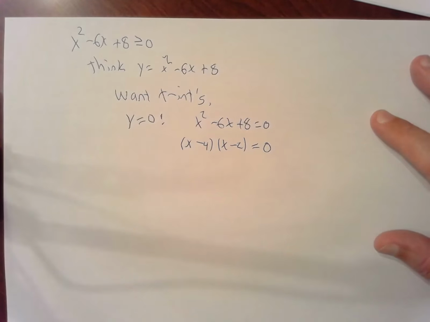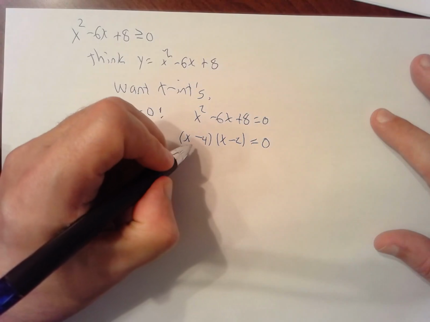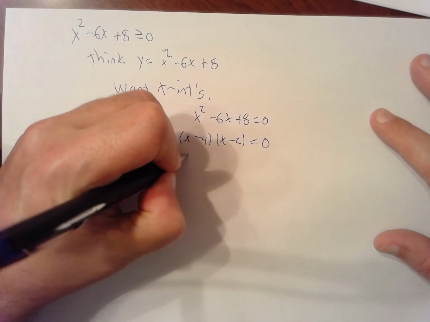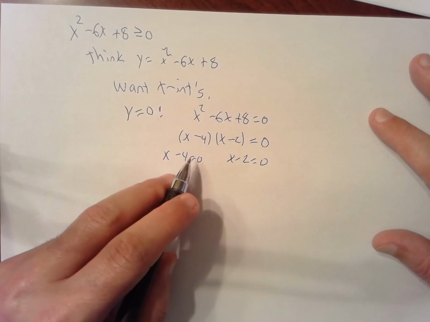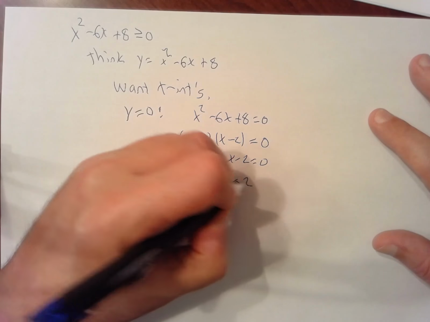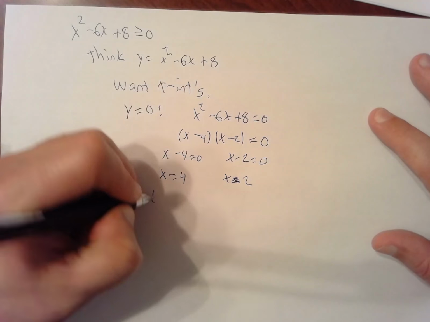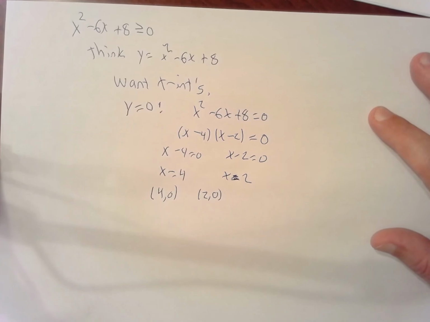At this point, you should immediately see how that factors. If you don't see that it factors that quickly, you better go practice factoring. Okay, I have two factors that multiply to 0. So set each one equal to 0. And honestly, you should see immediately what your two solutions will be. x equals 4, x equals 2. So we have x-intercepts (4, 0) and (2, 0).